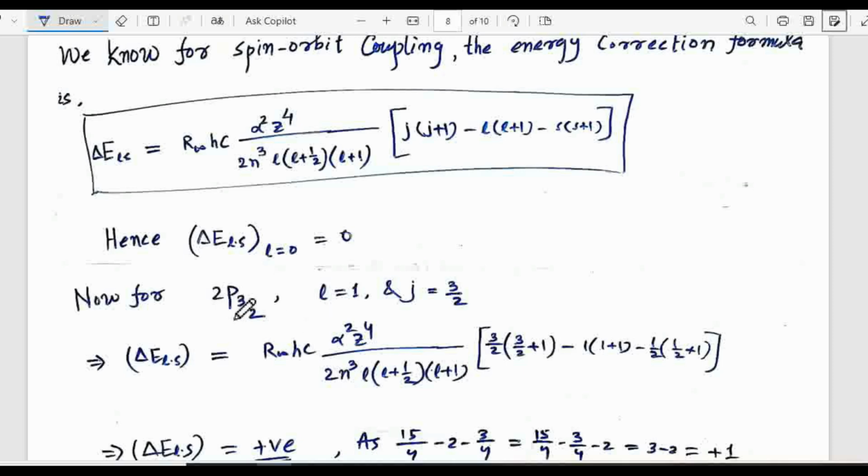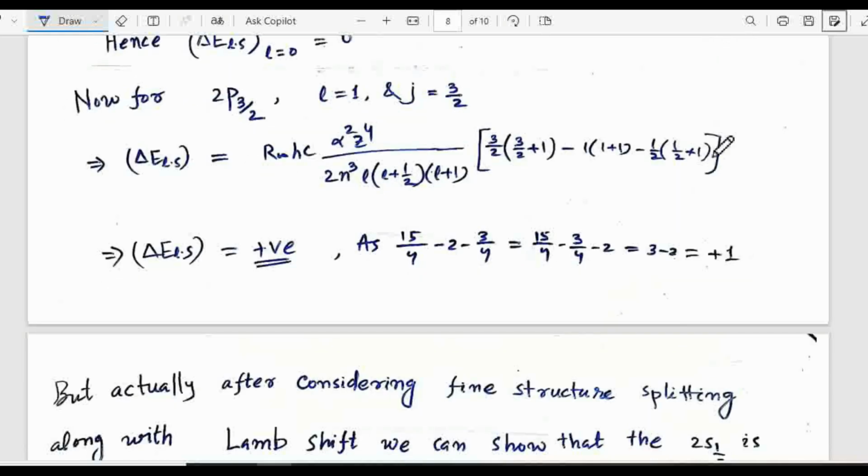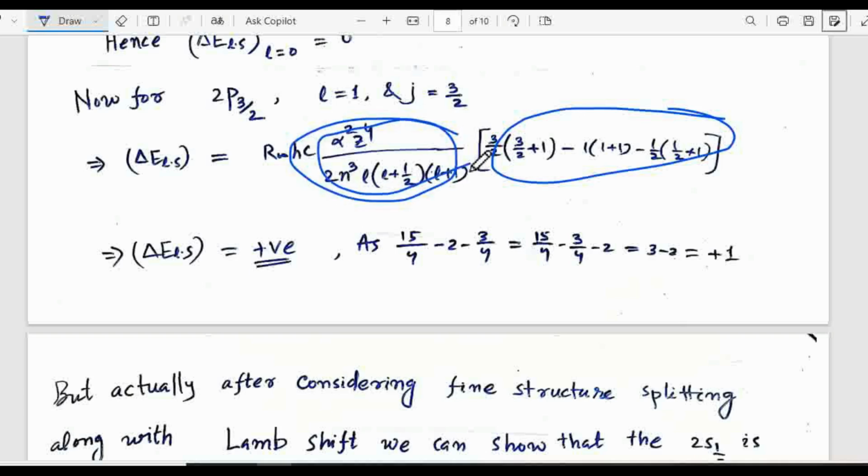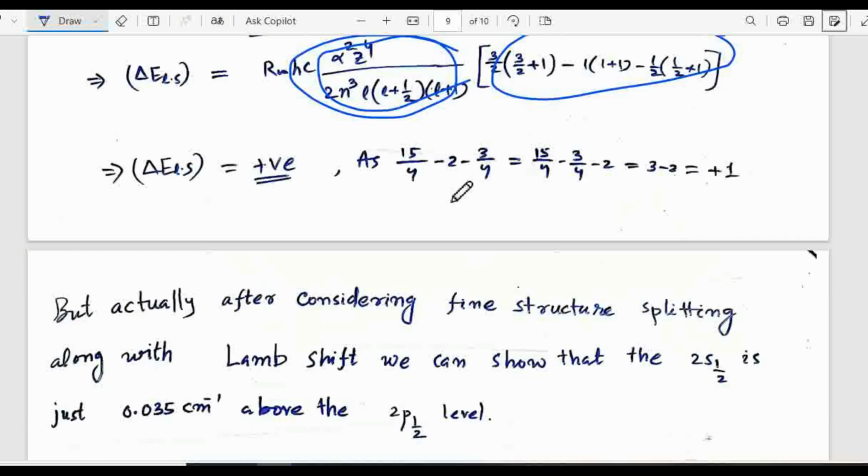because it is for the p orbital, and j equals 3 by 2. This lower term is j, and if you put the value of this in this formula and calculate specifically this term, you will get positive 1. Because this term is always positive, you get a positive 1. That means 2p 3 by 2 shifts upward.